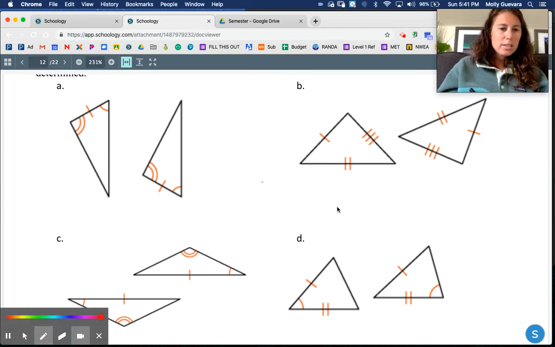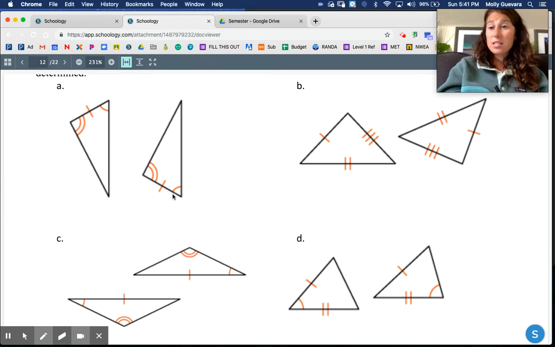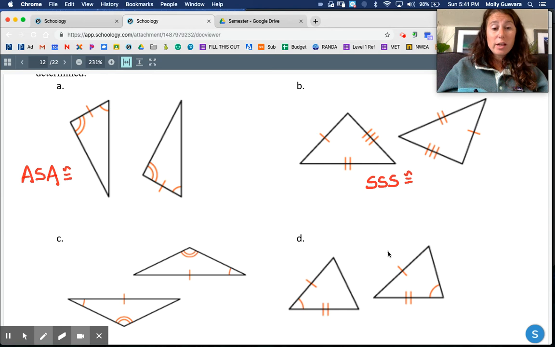All right, so let's look. A, I see I have an angle, then a side, then another angle, and same thing on the second triangle. So A is angle, side, angle. B, I'm looking at all three sides, right? So this is going to be side, side, side. And that was from lesson 4.3. If you haven't watched that video, you need to go back and watch it. For C, I have two angles and the side not between the angles, right? This is the side between the angles. Don't know that side. I know this side. So this one will be angle, angle, side.